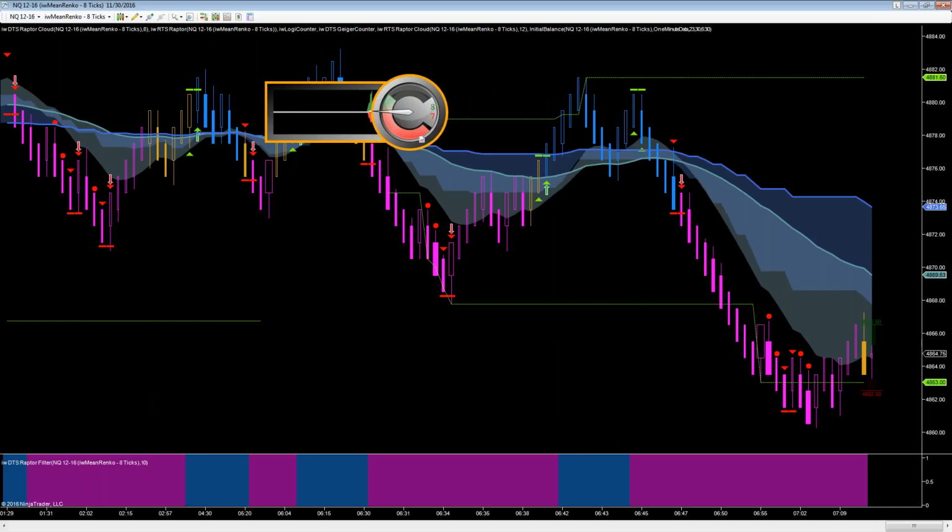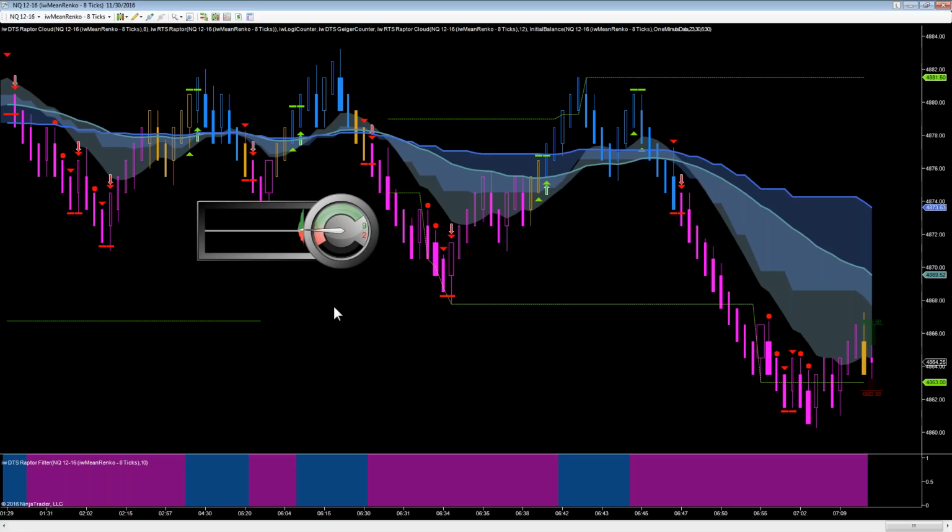This tool right here is quite interesting. This is what we call the Geiger counter. The Geiger counter is essentially a tape reader. So it gives you a visual of the time and sales. It's going to print a tape here, a histogram. You can see the current bid and ask and who is stronger in the marketplace.